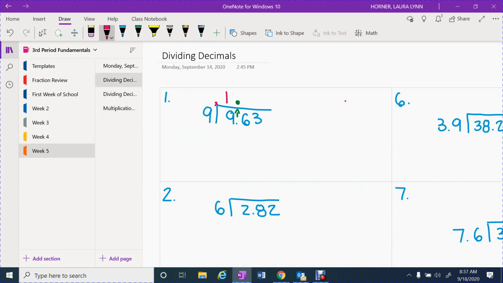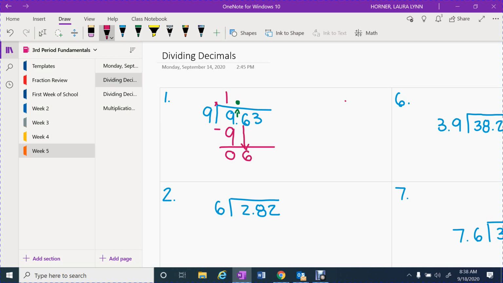This is technically multiplying. 1 times 9 is 9. And then I subtract. 9 minus 9 is 0, so that's there. We only bring down one number at a time. So I'm just going to bring down the 6 now.